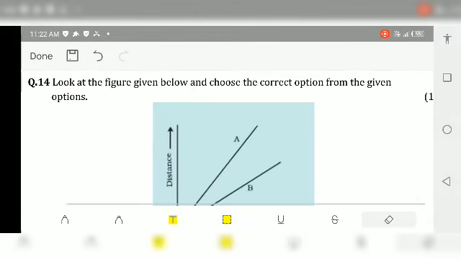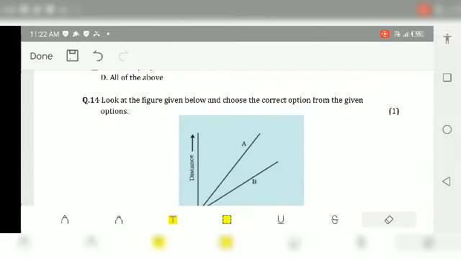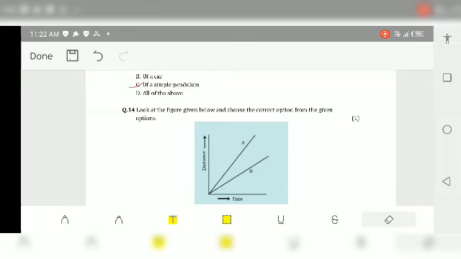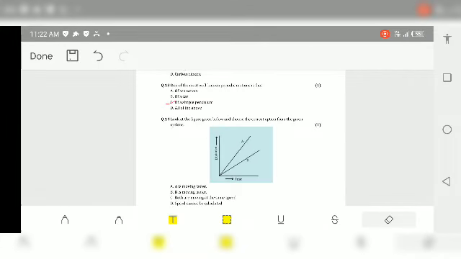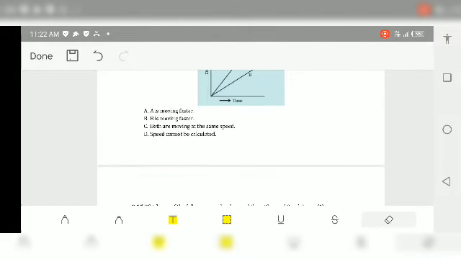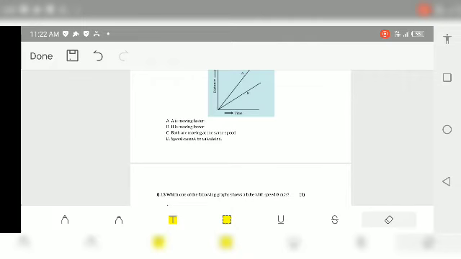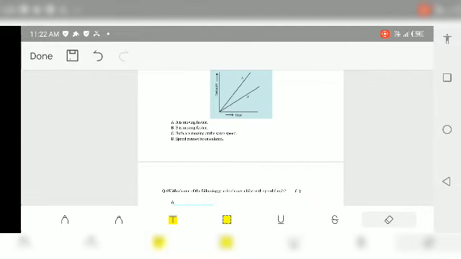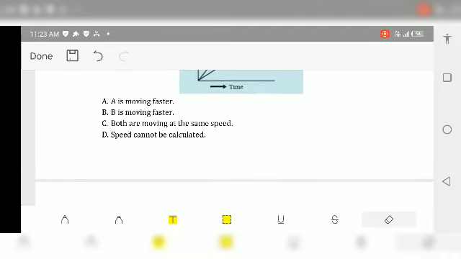Next question is: look at the figure below and choose the correct option. Time, distance, A, B. A is moving faster, B is moving faster, both are moving at same speed, or the speed cannot be calculated. Correct option is option A. A is moving faster because speed is equal to distance traveled by time. In case of A, in the same amount of time, more distance is traveled as compared to B. So option A is correct.